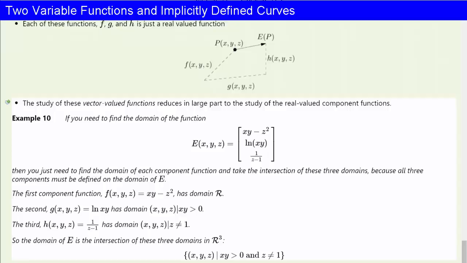So the domain of the vector function E of x, y, z is the intersection of these 3 domains in R3. That's the set of all points x, y, z for which the product xy is positive and z is different from 1.